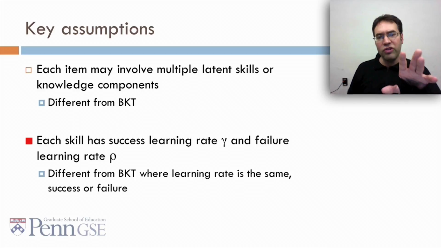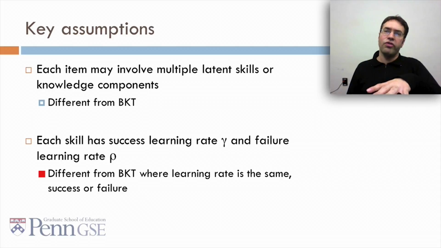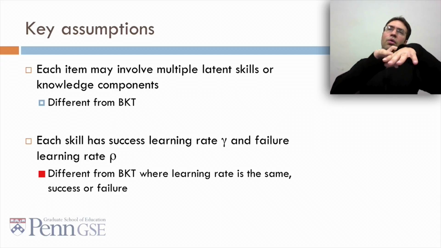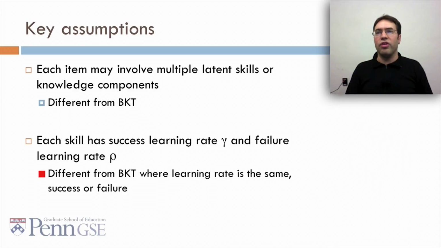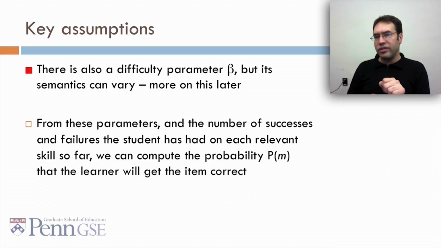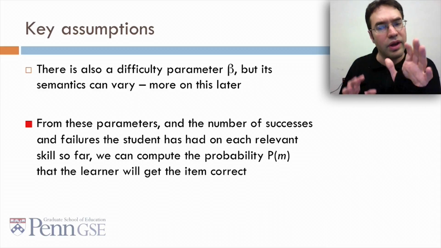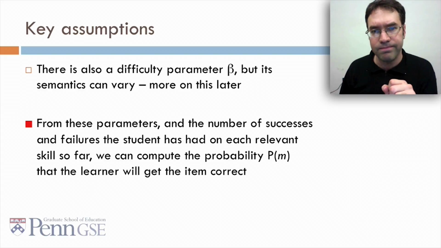Also in PFA, each skill has a success learning rate, gamma, and a failure learning rate, rho. And that's different from BKT, where the learning rate's the same, success or failure. In fact, these success and failure learning rates take into account not just learning, but also what it means that you've failed or succeeded. PFA also has a difficulty parameter beta, but its semantics can vary. More on this later. From these parameters, and the number of successes and failures the student has had on each relevant skill so far, we can compute the probability, P of m, that the learner will get this item correct.